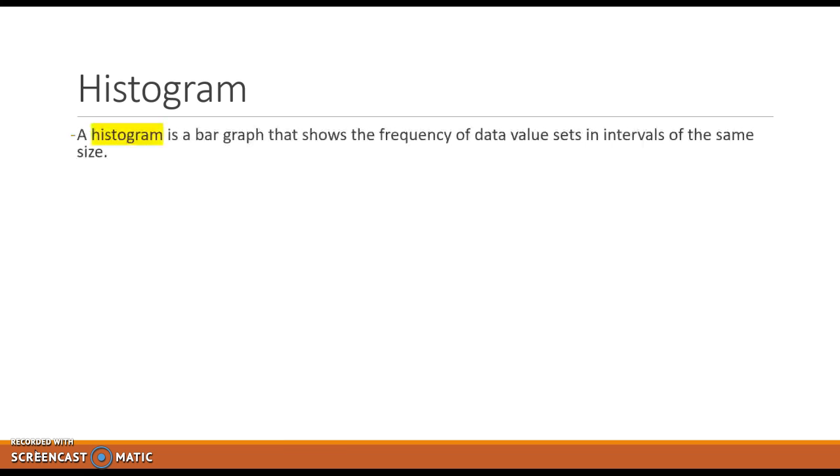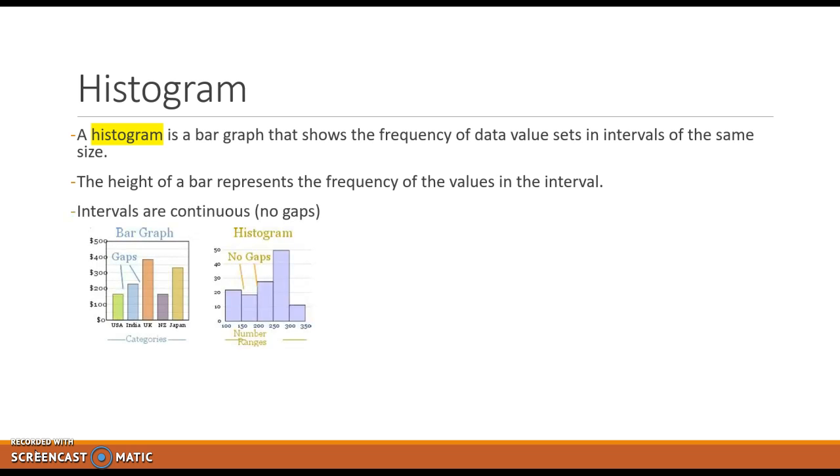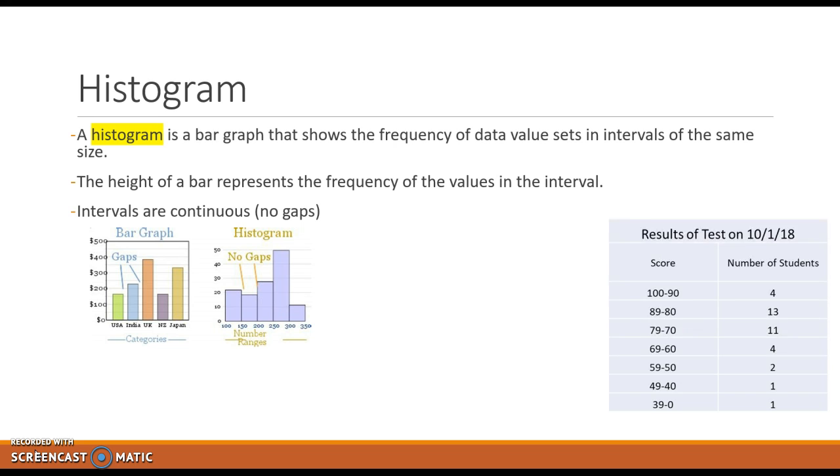A histogram is a form of bar graph that shows the frequency of the data value sets in intervals of the same size. The height of the bar represents the frequency of the values in the interval. The intervals are continuous. In other words, there are no gaps in the categories in which we are putting the data into. Let's look at the test data chart again.